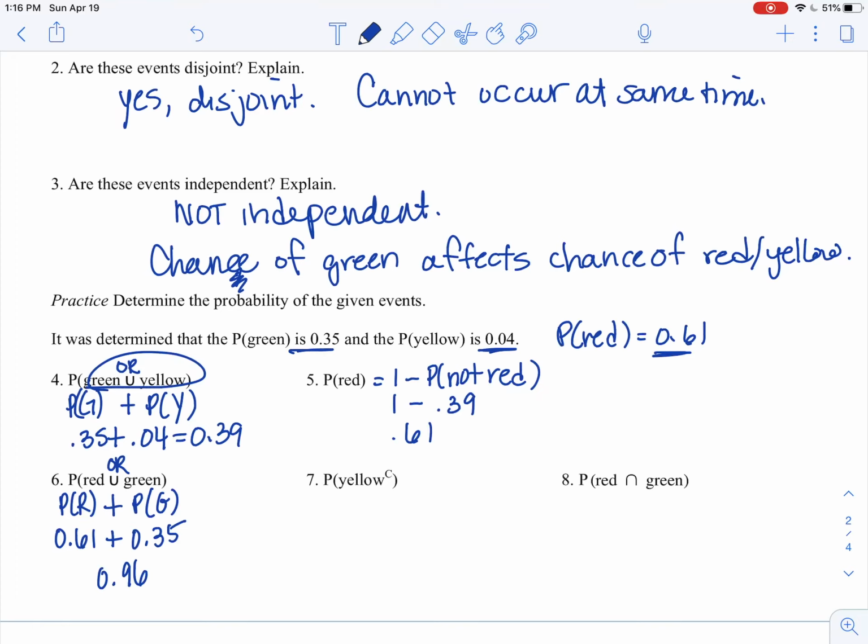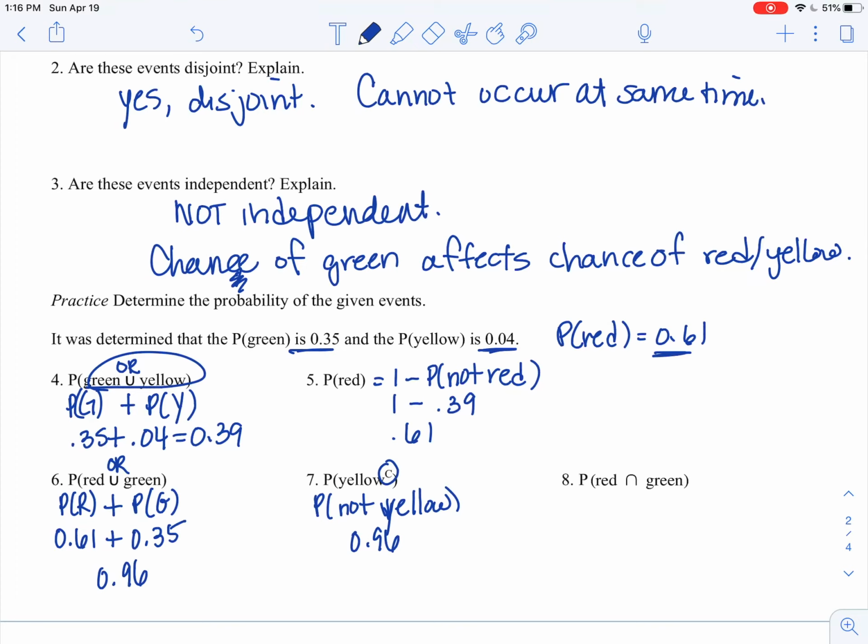Okay, so remember I had said that this little c that looks like an exponent just stands for the word not. So maybe you rewrite it like this. What are the chances that the light is not yellow? Well, if you think about it, if the light is not yellow, what is it? It's going to be red or green. So actually the answer is just the previous one that we just did. Okay, if it's not yellow, it's got to be red or green. So there's a 96% chance that it's not yellow.